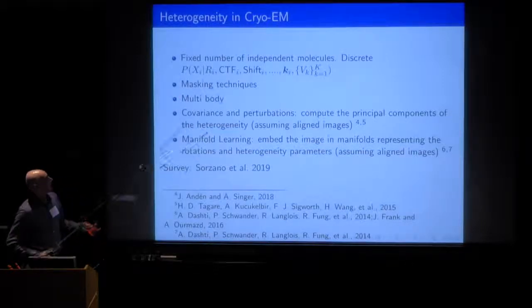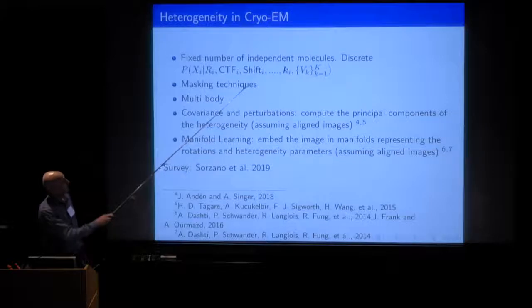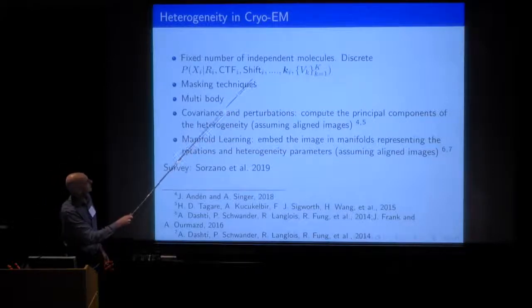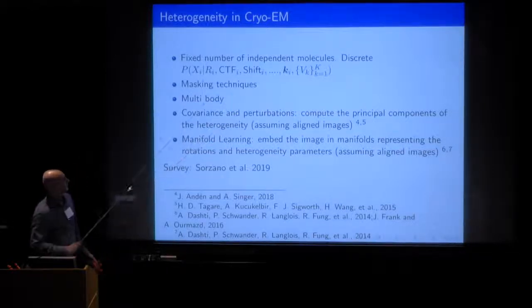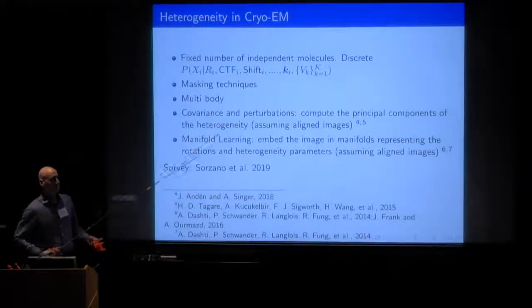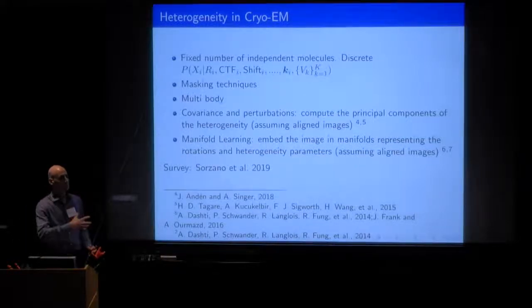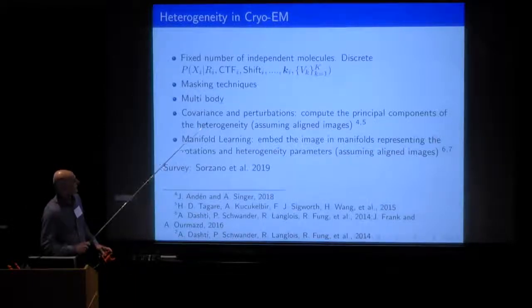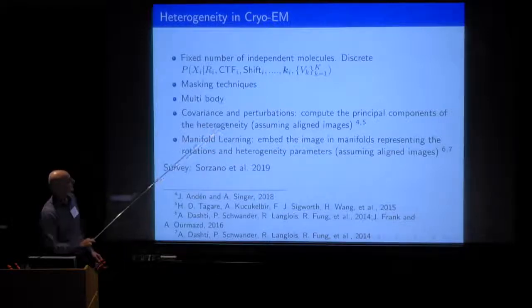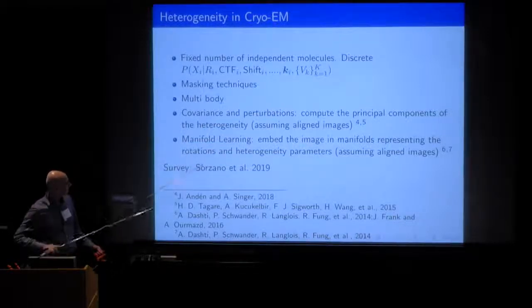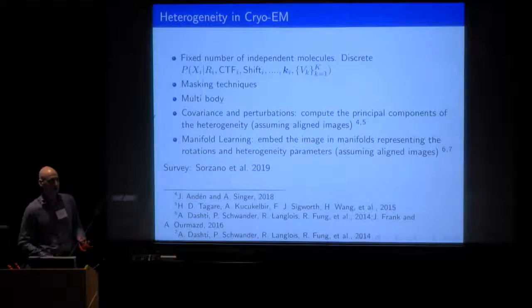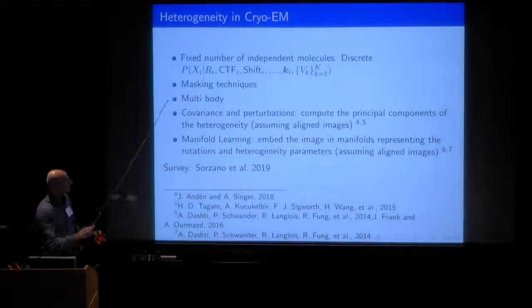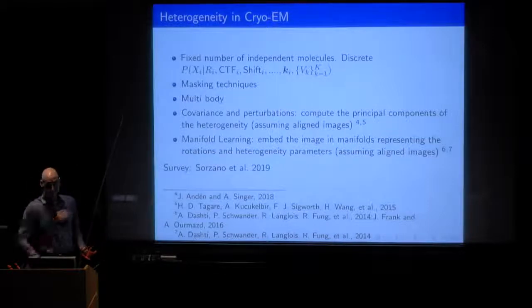There have been several ways of looking at heterogeneity. One is what I started talking about now, which is looking at these as individual molecules, and there are various masking techniques. More recently, there's the idea of multi-body, looking at several rigid objects that are moving. We've had a lot of talks about the covariance and manifold learning, and there's a recent survey that talks about additional methods. So I'll mention the connections to some of these as I go.